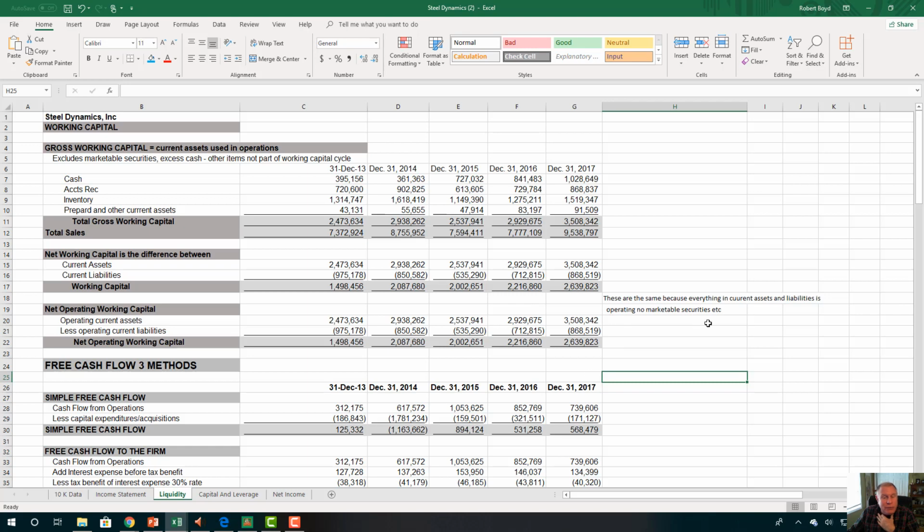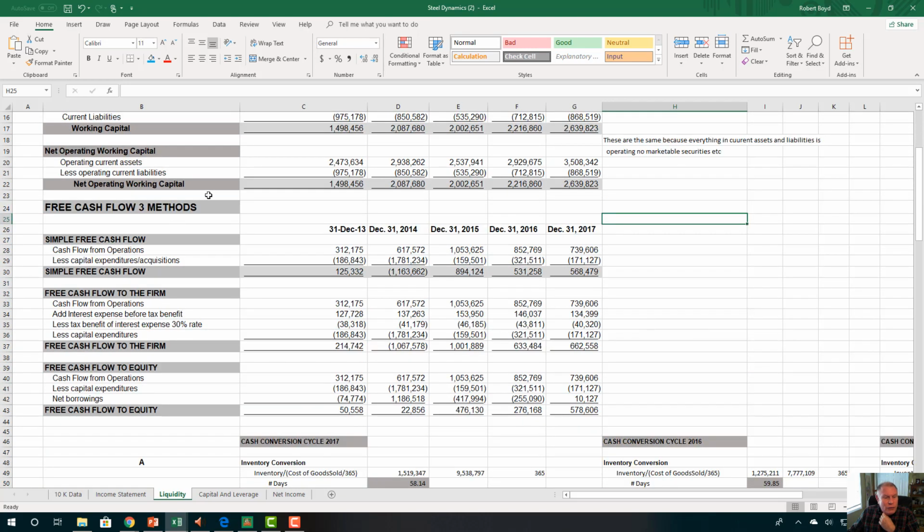These are the same because in this company, there's no marketable securities or anything like that. And I think the companies you're going to look at don't have anything there either, but I could be wrong. Then we go through the free cash flow. And this information here, cash flow, comes from the cash flow statement. Capital expenditures also comes from the cash flow statement. So this comes down, if you look, that comes down there.